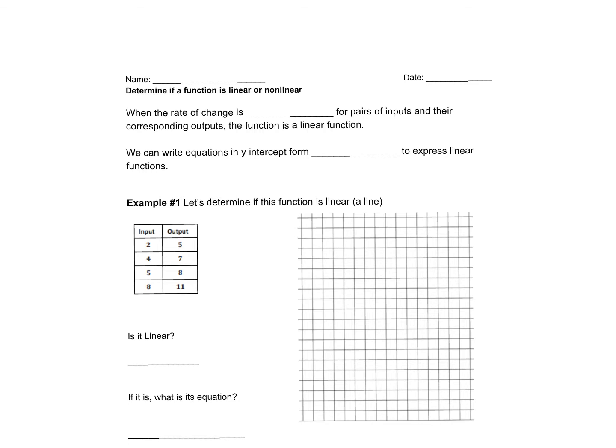So the first thing you want to know is that when the rate of change is constant, that means when you actually have it stay the same for pairs of inputs and their outputs. So that would mean your inputs are always your x values and your outputs are your y values. Then the function is a linear function.